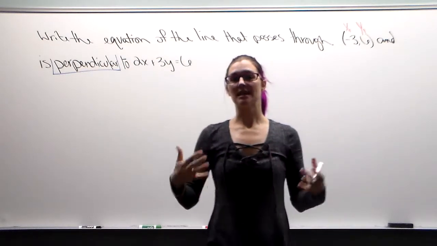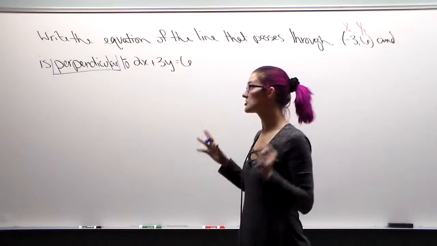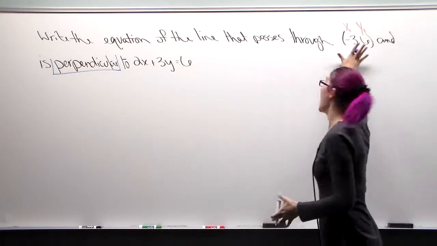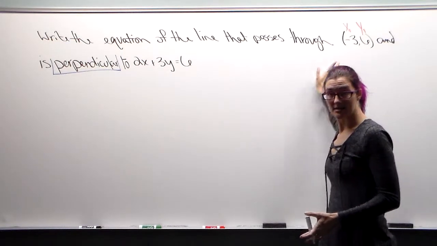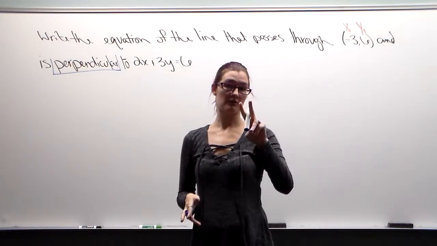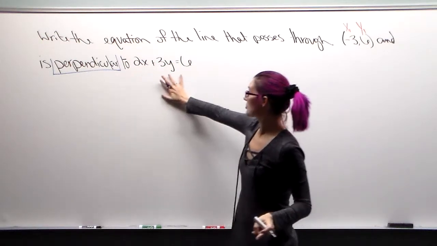I tell my students anytime they're trying to write the equation of a line, the first thing you need is to find the slope. If you're not given a slope, you need to find a slope. I cannot find a slope from a point. One point's not going to help me find a slope. If I had 2 points, I could do the slope formula. But I only have one. So I need to use this equation.